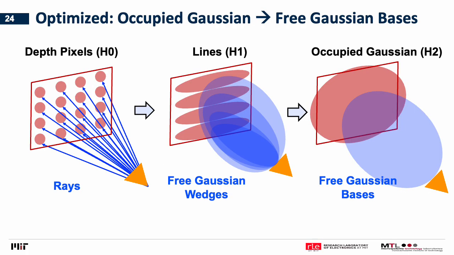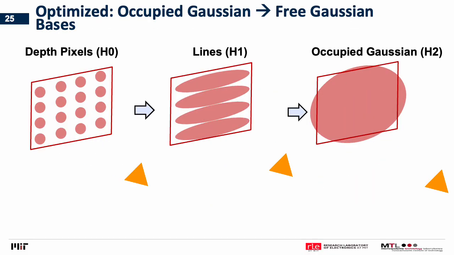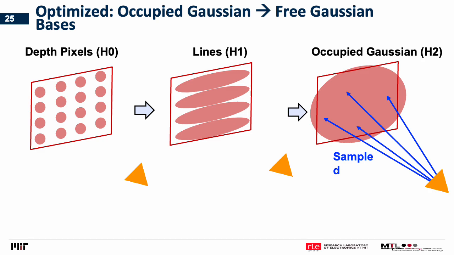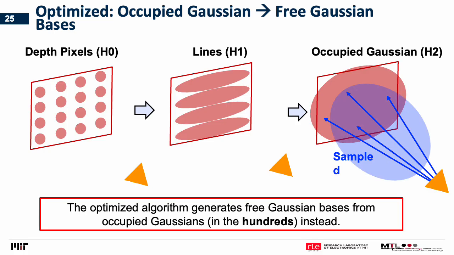In Gleanmer, we shift free Gaussian basis generation to a higher level by eliminating the wedges. Since occupied Gaussians represent the underlying pixels and lines well, we can sample a small set of rays from occupied Gaussians to represent the free space between the occupied surface and the camera, and use them to directly generate the free Gaussian bases. As a result, the optimized algorithm generates free Gaussian bases from only hundreds of occupied Gaussians instead.